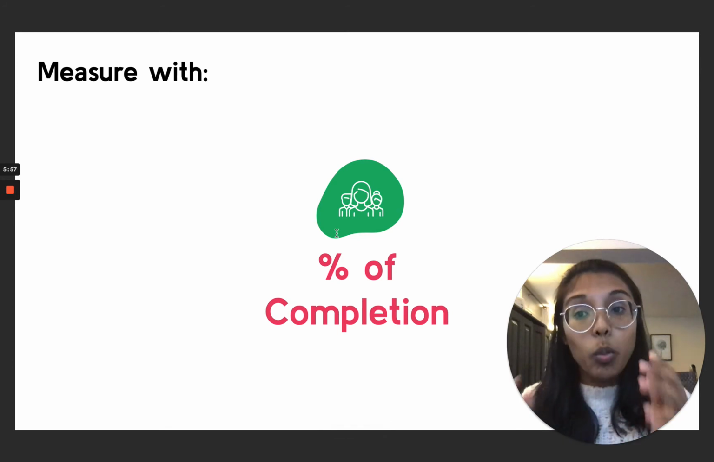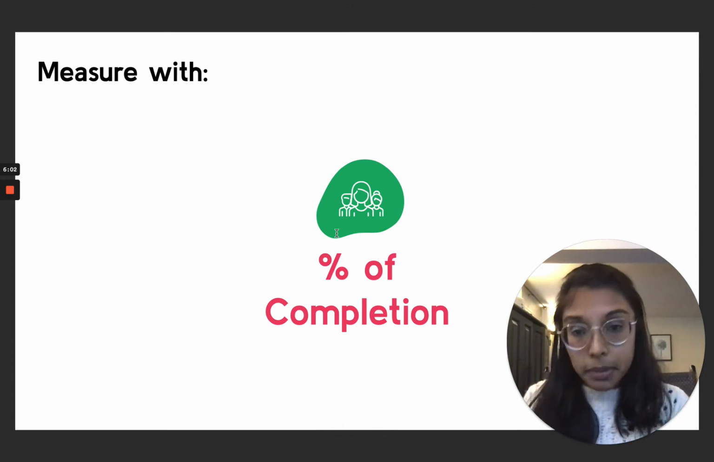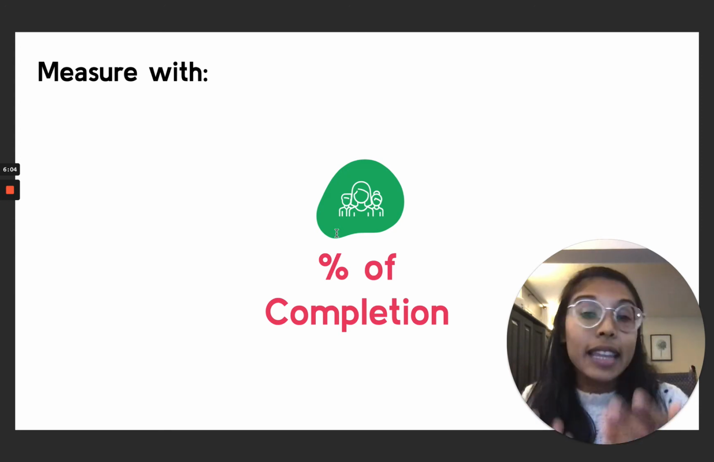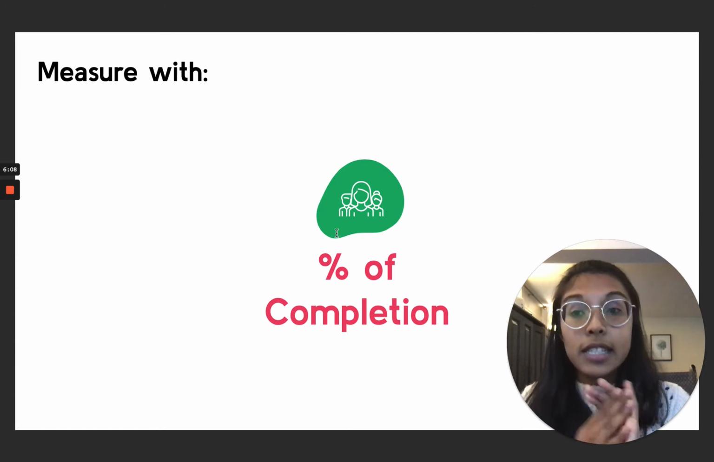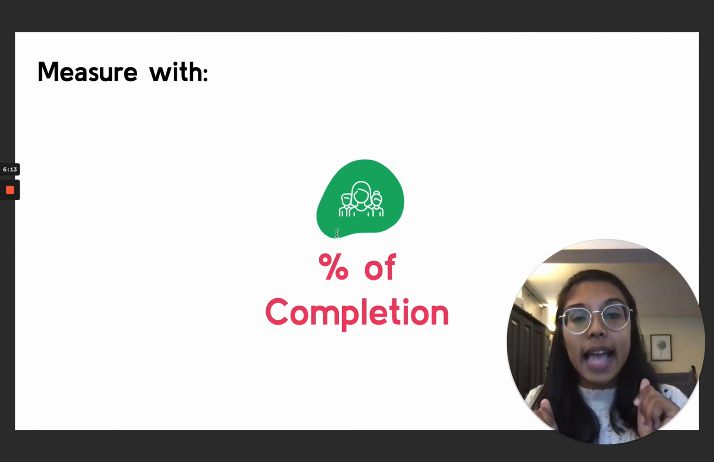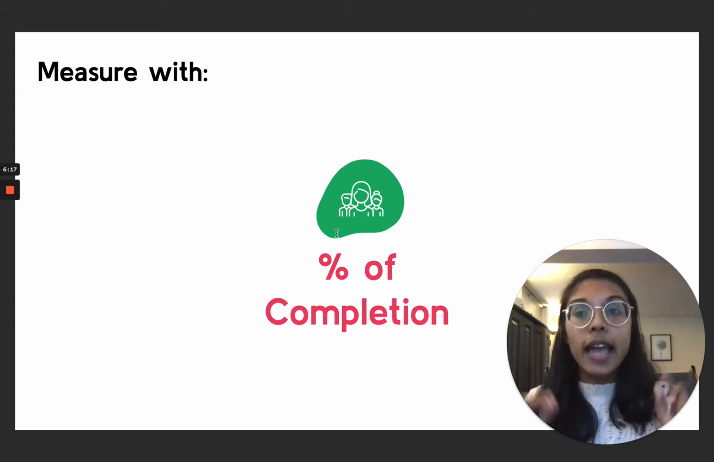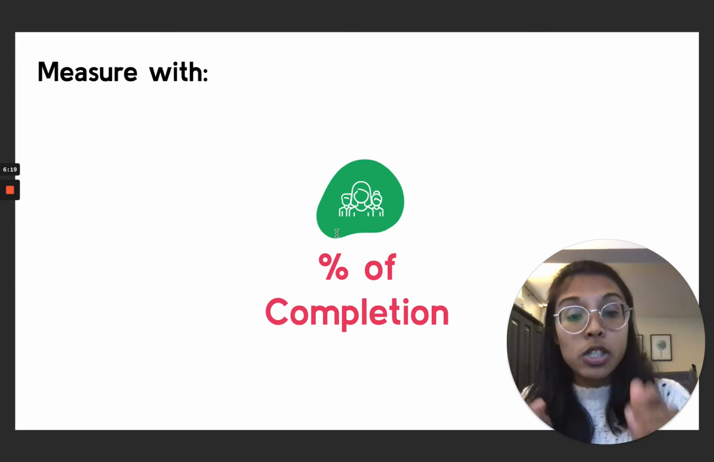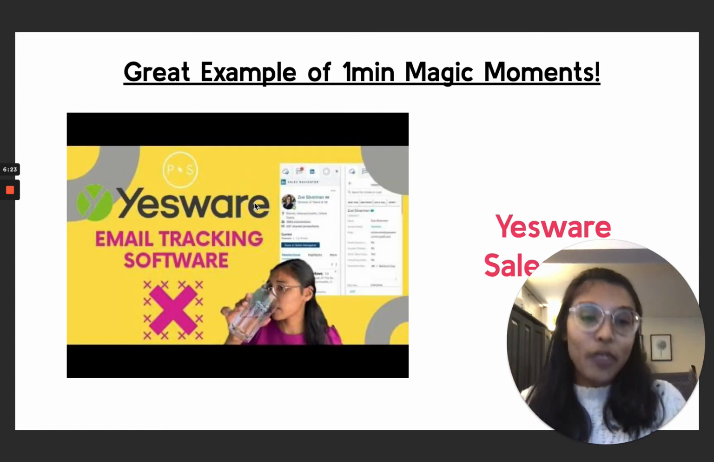I measure the 1-minute magic moment with the percentage of completion that I see users have on the platform. So if I see that 40% of users are completing the 1-minute magic moment, that is excellent. It means that that 1-minute magic moment is getting their attention and providing value, so much so that they stay for the next part, which is the 5-minute magic moment.